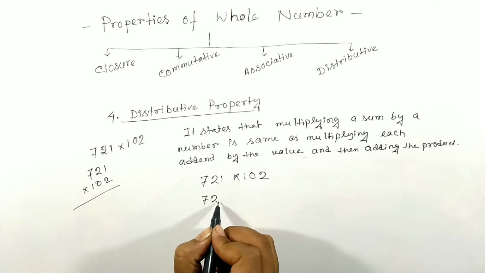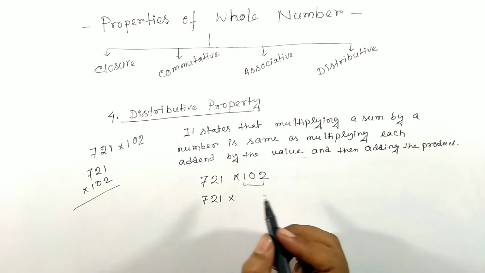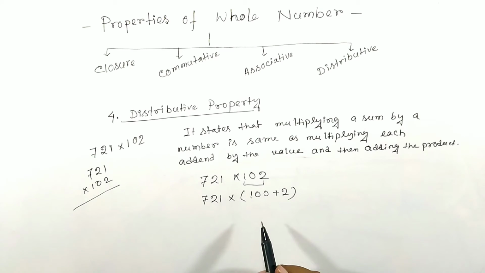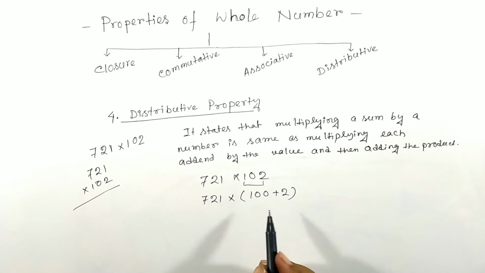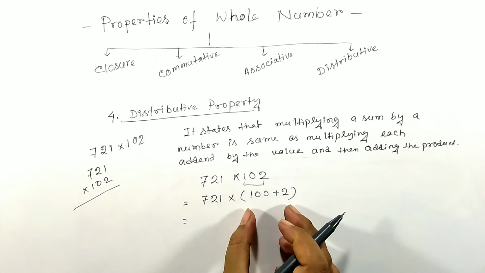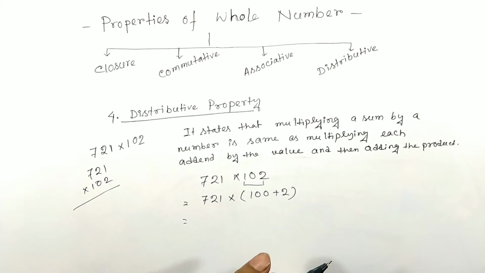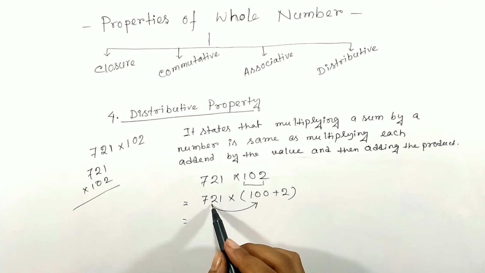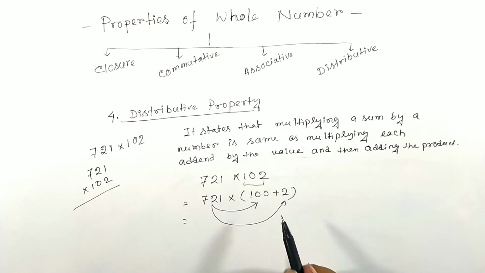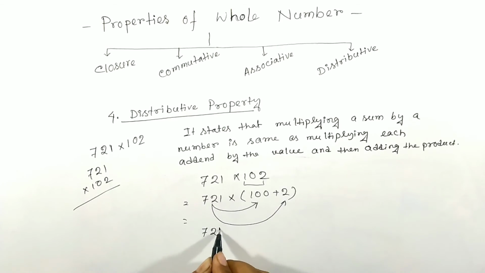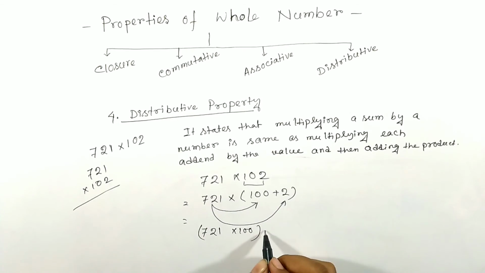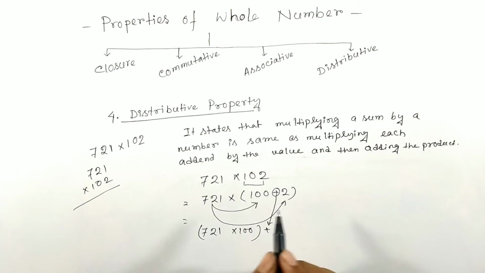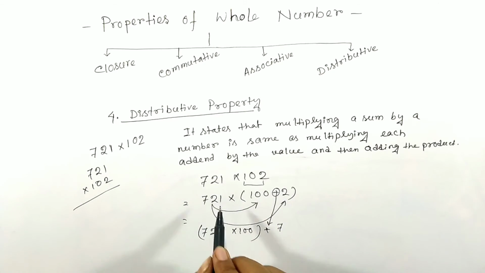Like 721 into 102. We can write 102 like this, 100 plus 2. Now multiply each addend with the number, then add the products. Like 721 into the first addend, that is 100, then 721 into 2. So 721 into 100 plus, this plus comes here, plus 721 into 2.